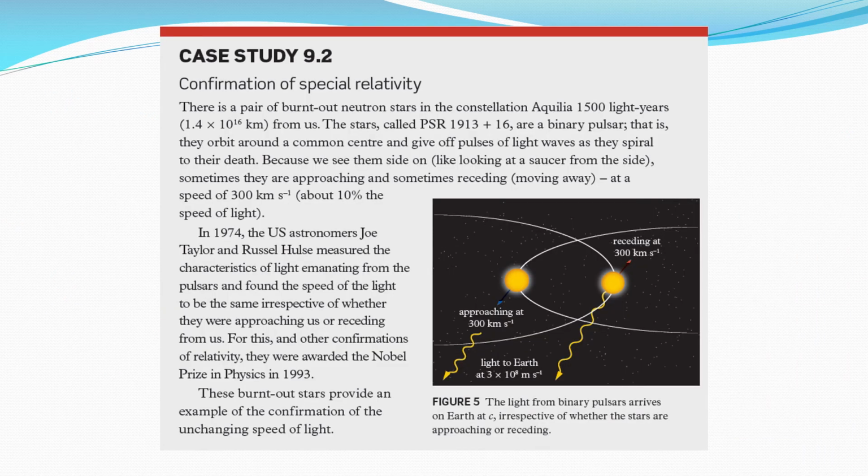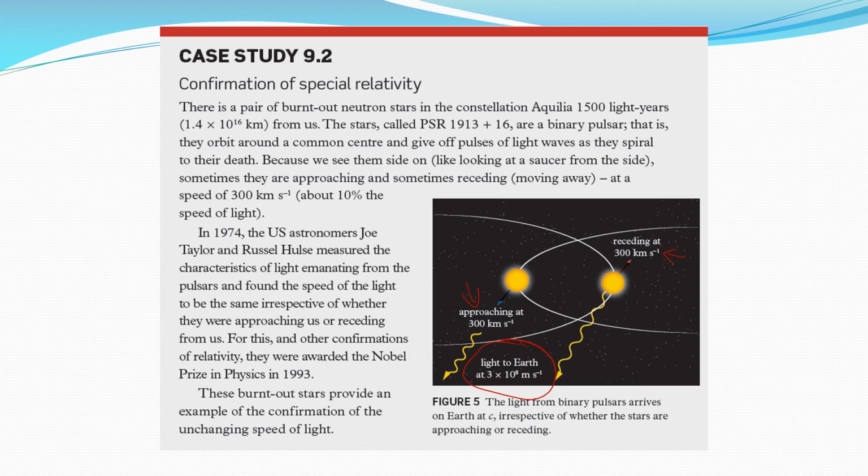Here's an example of what's going on. You can pause the video and read that little scenario there. It comes from the text, but what we've got is a couple of neutron stars. They're 1500 light years away, and at one point when these things orbit each other, one of them is receding away from us at 300 kilometers a second, while the other one is traveling towards us at 300 kilometers per second. But when we measure those light beams coming off them, it is still the same speed.